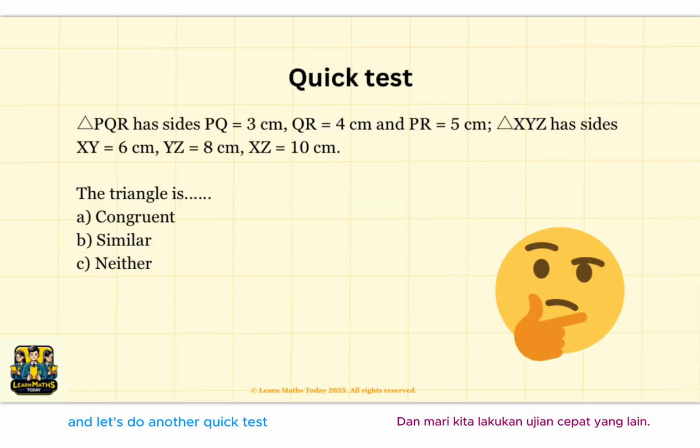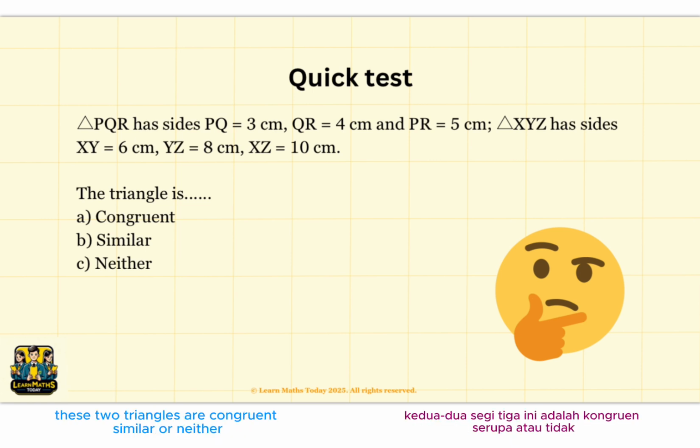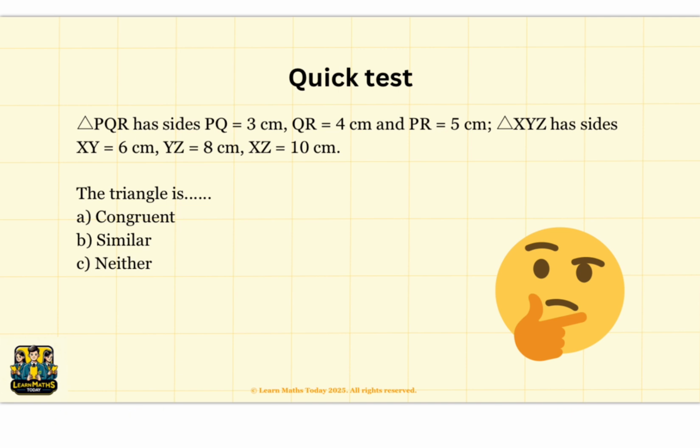And let's do another quick test. If you have a triangle PQR with sides PQ equal to 3 cm, QR equal to 4 cm, PR equal to 5 cm, and triangle XYZ has sides XY equal to 6 cm, YZ equal to 8 cm, XZ equal to 10 cm. You are asked whether these two triangles are congruent, similar, or neither. How will you approach this problem?